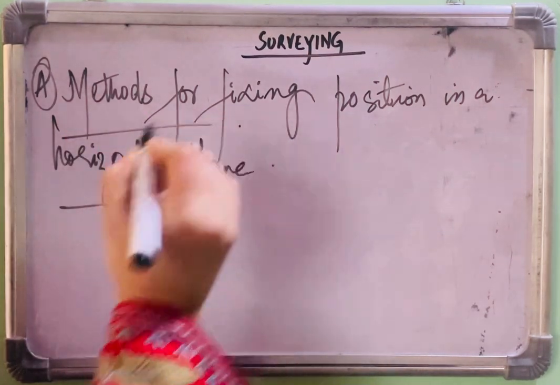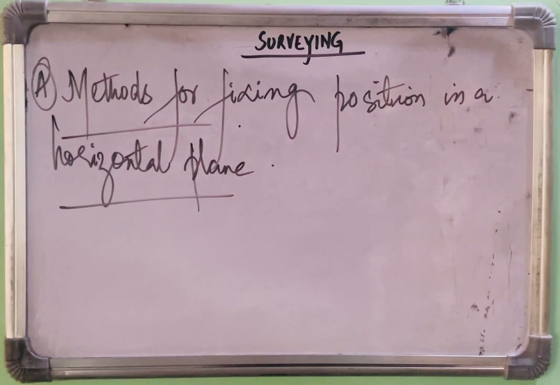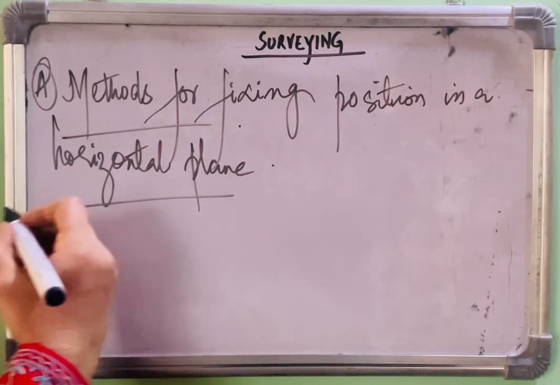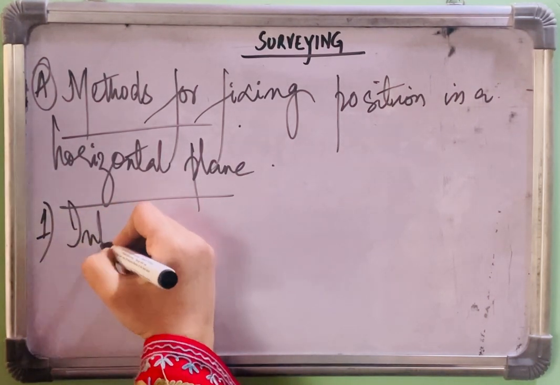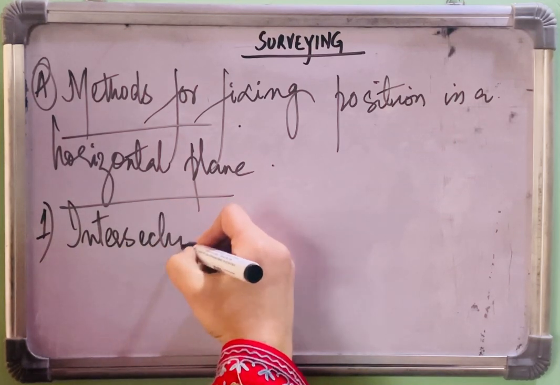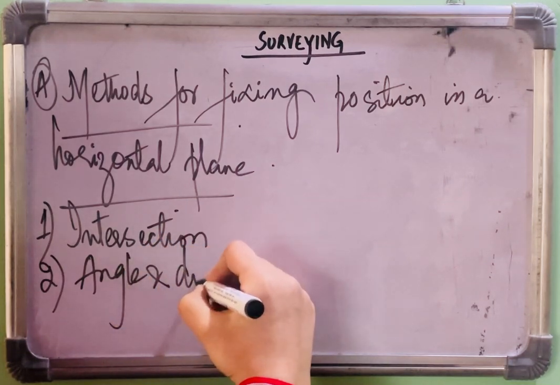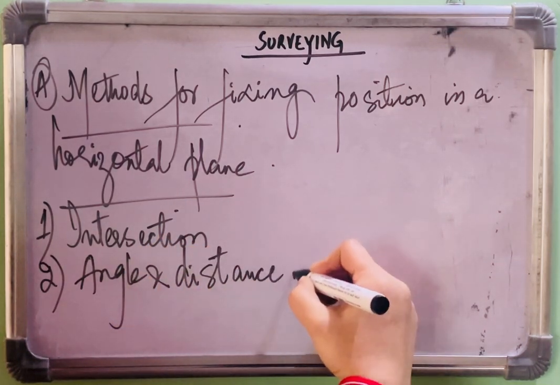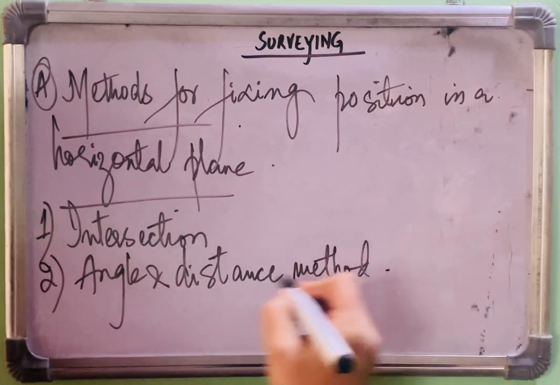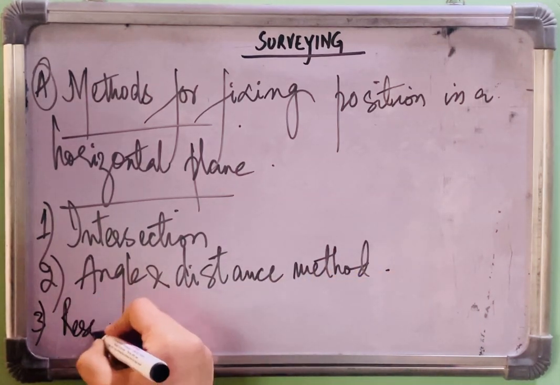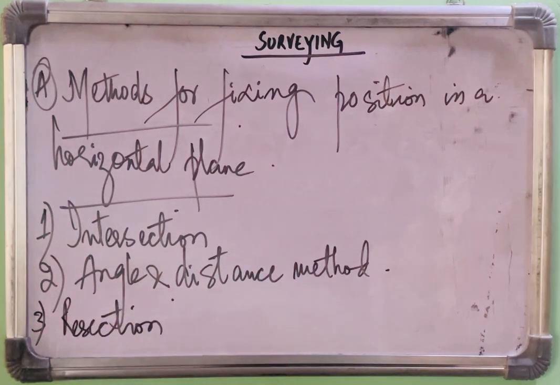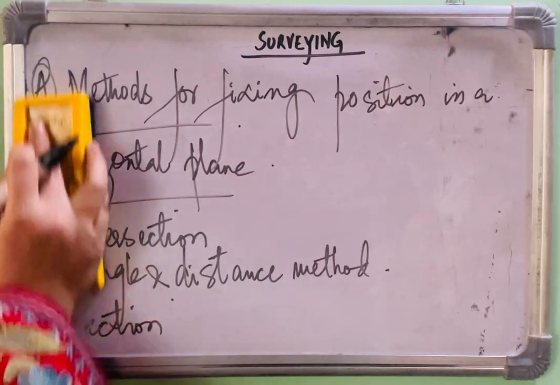Methods for fixing the position of a point in a horizontal plane. The basic methods for fixing the position of points in a horizontal plane are intersection, angle and distance method, and resection. Right? So these are the three methods by which we can fix the position of a point in a horizontal plane. Let's study intersection first.